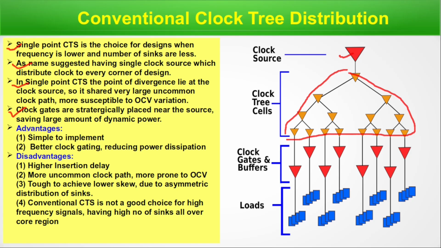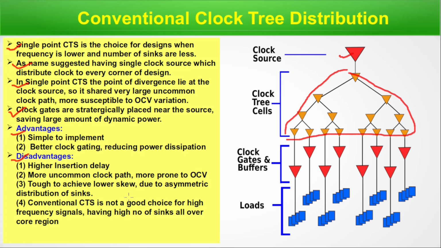What are the advantages of this distribution? Simple to implement, very simple structure, better clock gating, reducing power dissipation. And disadvantages? Higher insertion delay, more uncommon clock path, more prone to OCV, tough to achieve lower skew due to asymmetric distribution of sinks. Conventional CTS is not a good choice for high frequency signals having a high number of sinks all over the core region.